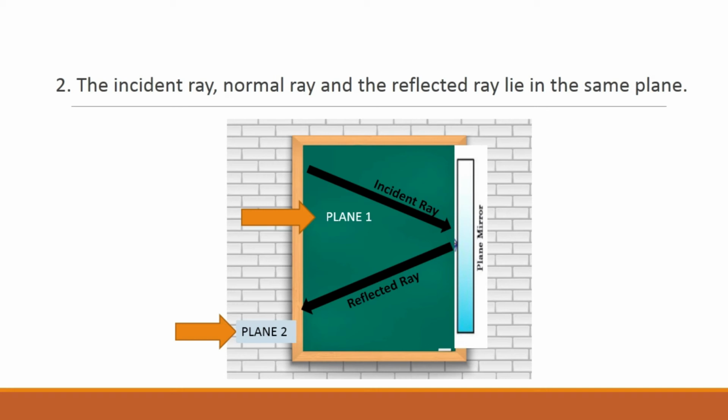You can check here the incident ray, reflected ray, and if I draw the normal ray here, all these rays will lie in the same plane. So all these rays are in the plane 1. This is not going to the plane 2. So this is the second law: the incident ray, normal ray and reflected ray lie in the same plane. So these are the two laws of reflection and these are very important laws of reflection.